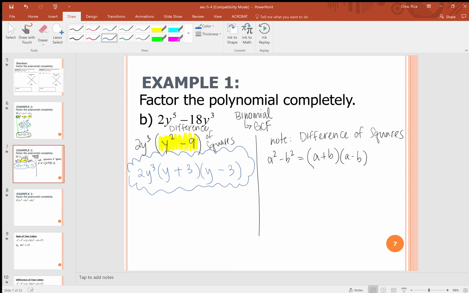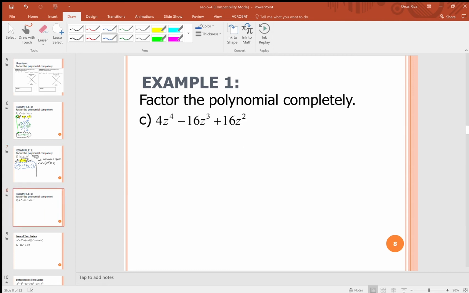Moving on. Factor the polynomial completely. We have 4z to the fourth minus 16z to the third plus 16z squared. This is a trinomial, so I'm going to try to use the x method. But first off, let's check to see if there's a GCF. 4z to the fourth minus 16z to the third plus 16z squared are all divisible by 4z squared.